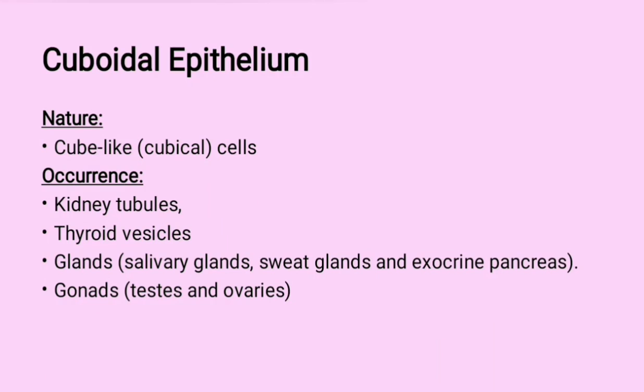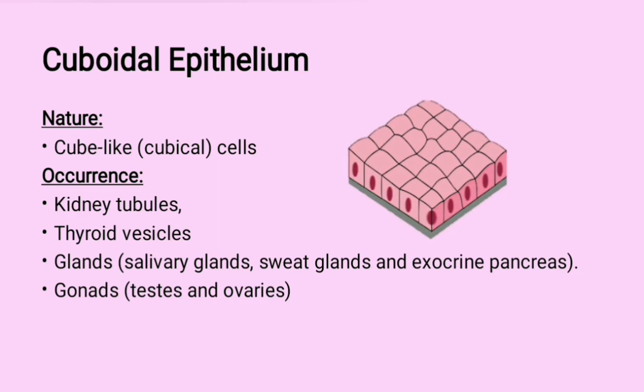Now the next type of epithelium tissue is cuboidal epithelium. As its name suggests, it consists of cube-like cells which are square in section, but the free surface appears hexagonal in shape. Here you can see in this picture, these are cube-like structures. Here this is one cube, second cube. So many cube type of cells are arranged in rows and they form the cuboidal epithelium. These cuboidal epithelium tissues are found in kidney tubules, thyroid vesicles and in glands such as salivary glands, sweat glands, exocrine pancreas, etc. And it forms the germinal epithelium of gonads.